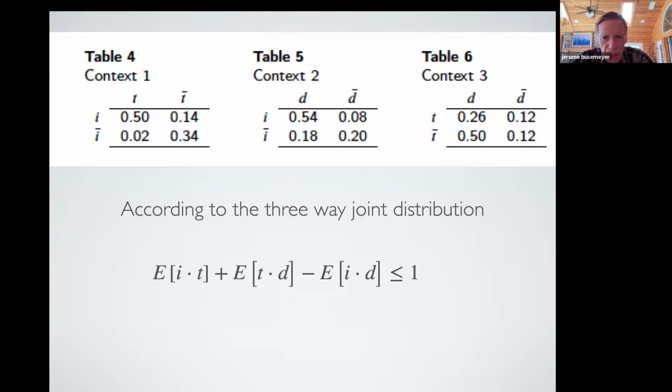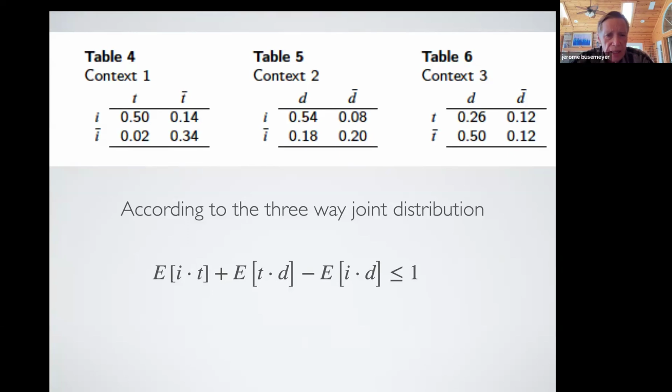Now, according to this three-way joint distribution, no matter what the joint distributions are, no matter what the dependency is, they need to satisfy this kind of inequality down at the bottom here. This inequality, with this expectation showing, is called the Leggett-Garg inequality. It was invented by Tony Leggett. Tony Leggett just recently died a couple weeks ago. He's a famous quantum physicist.